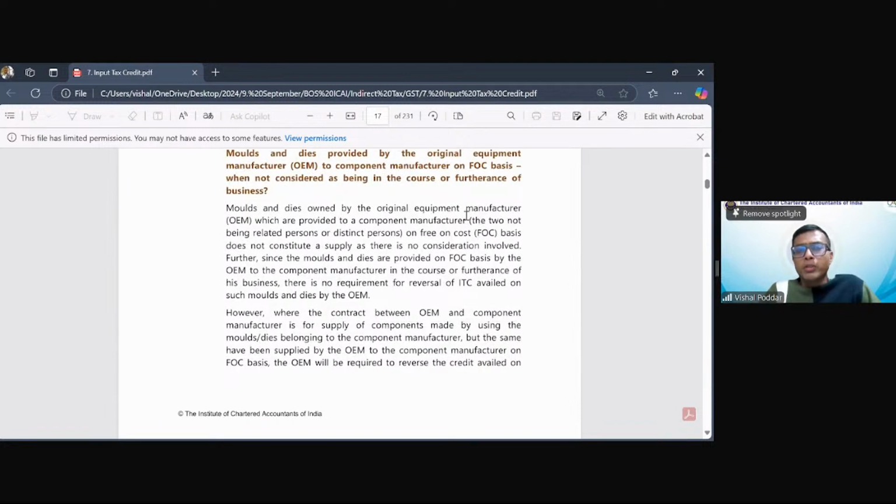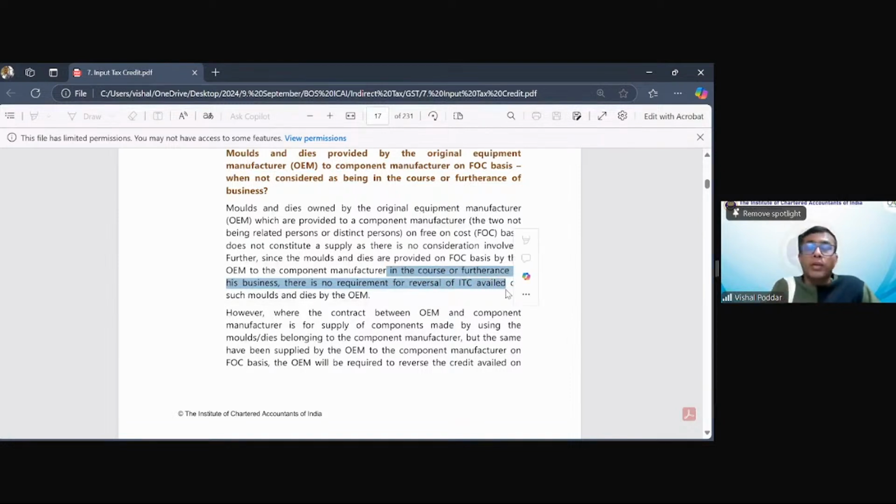So what it says: a mold or die owned by the original equipment manufacturer, which is provided to the component manufacturer on a free of cost basis, does not constitute a supply as there is no consideration involved. Further, since the molds and dies are provided on FOC basis by the OEM to the component manufacturer in the course or furtherance of business, there is no requirement for reversal of ITC. Why? Because it is provided in the course or furtherance of business. So indirectly they are saying that it is used for the purpose of my business.